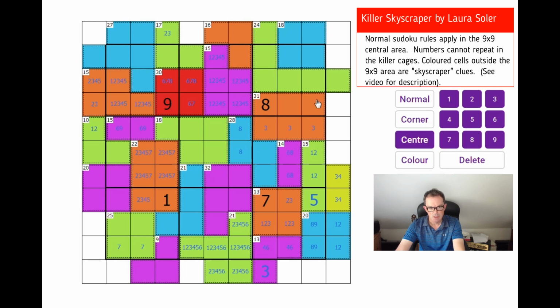Nines. 8, 9 here. So this square can't be a 9 because we've got a 9 over here, look. So the 9 is in one of those two squares in this block.